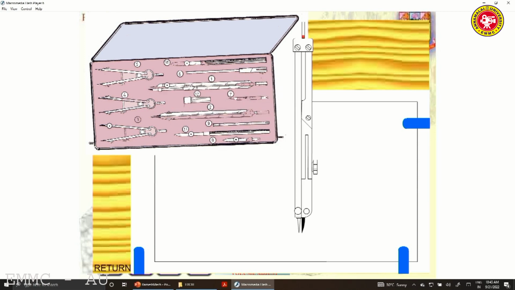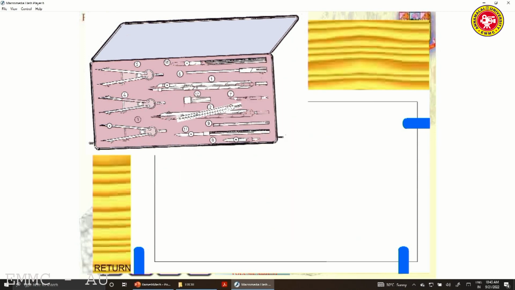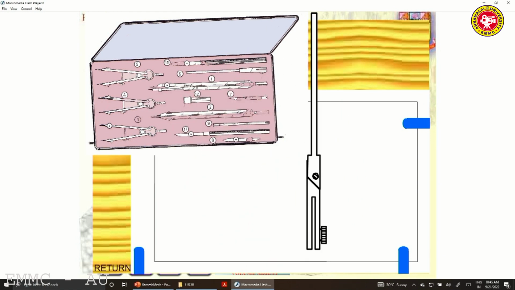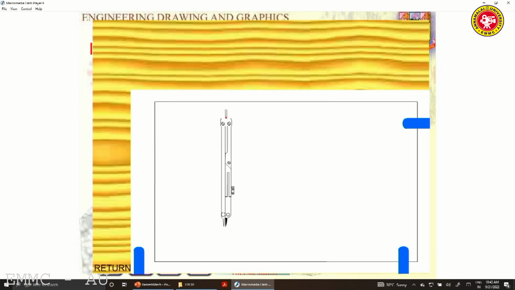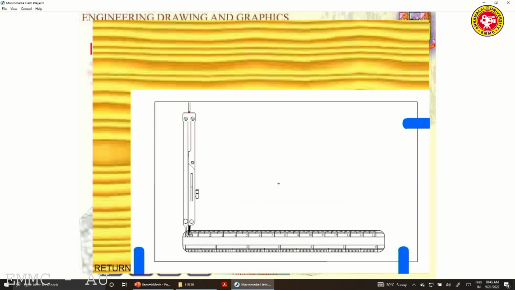Here normally we call this the engineering compass. This is the compass, this is also a divider, your lengthening bar, and the pencil tip box. So how does it generate? From this we draw a circle or part of a circle. So this is the engineering compass. With the engineering compass you place it on the center point and draw the circles.